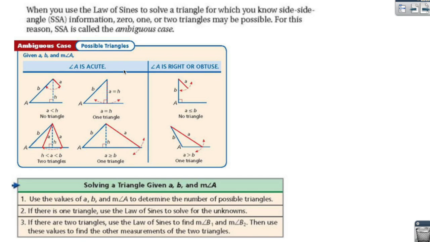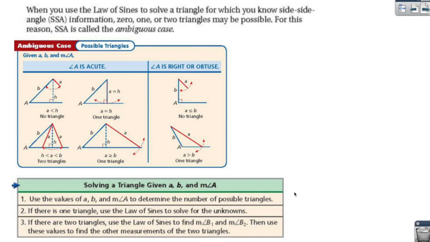On the other hand, if the angle measure is right or obtuse, larger, we're going to refer to the following information. It's either that the side length A is less than or equal to B, meaning no triangle can be produced at all, or that the side length A is greater than B, meaning there's only one possible triangle we can create. There are 3 steps to really guide you through this.